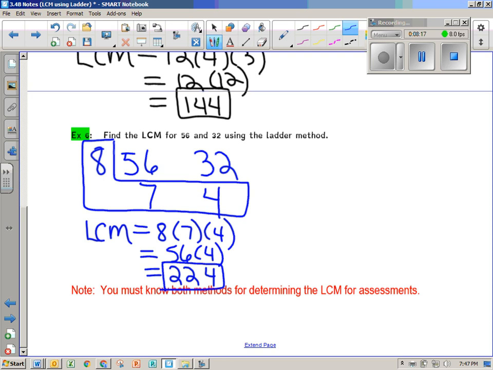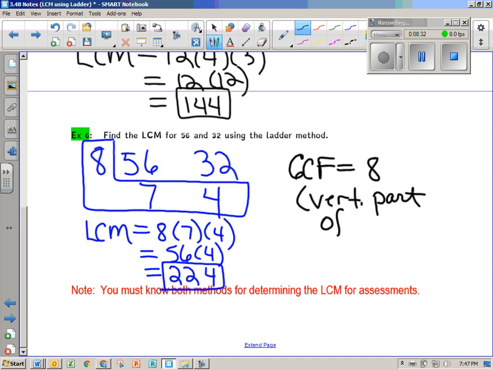For review purposes, we might just come over to the side and remind ourselves that the GCF is 8. Remember, that's the vertical part of the L shape. We didn't ask for that here, but it's just a good thing to review. One more time, you have to know both methods for assessment purposes, and you have to know which is which. Have a good night.